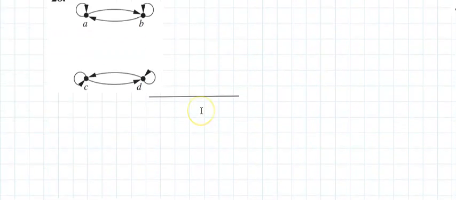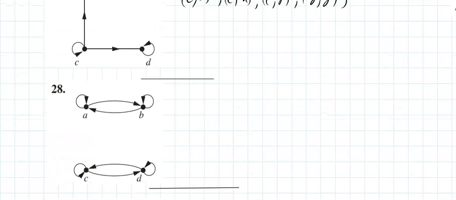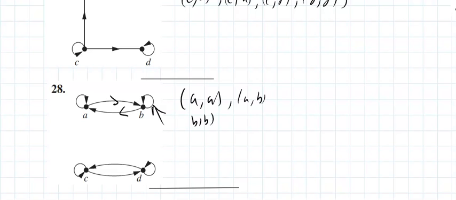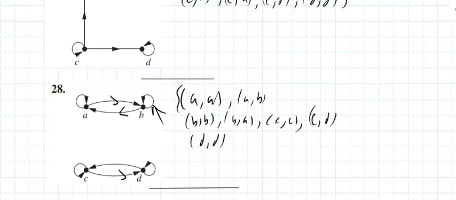28, last problem we have. A runs to itself, A is running to B. Again, it's right there. B runs to itself, and B is running to A. And here, C runs to itself, C runs to D, D runs to itself, and D runs to C. And that's pretty much it for this section.